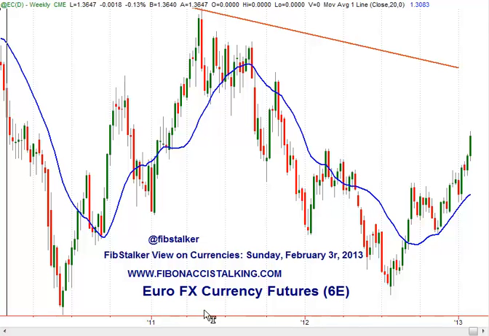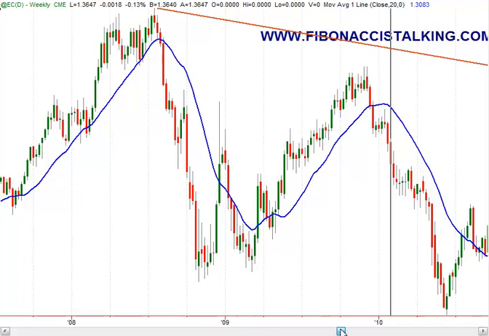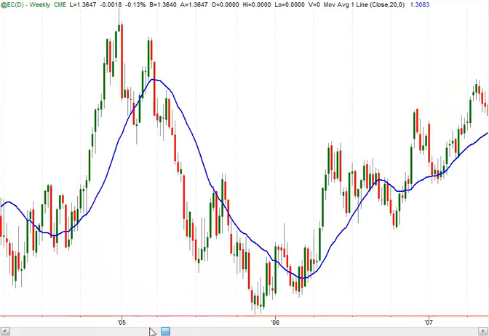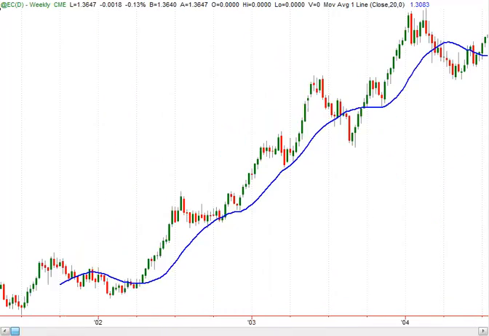Particularly, I'm going to use the EuroFX currency future, so I'm going to use a future which is very similar to a spot. Typically there is a difference of 5 to 10 pips between the two. What you see on the screen is the weekly chart of the EuroFX continuous contract aligned to March 2013 expiration. This contract is traded on the CME, the Chicago Mercantile Exchange.